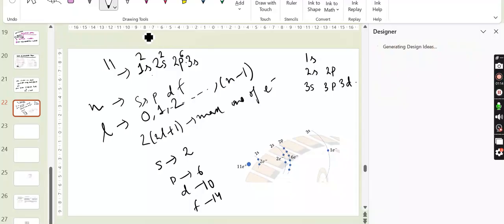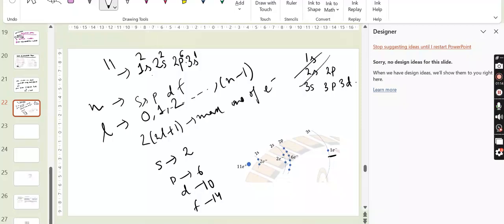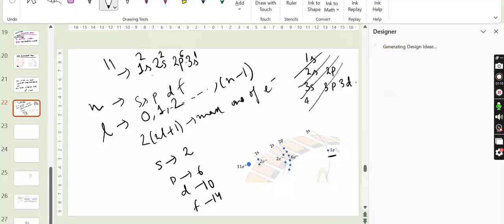The next would be 3s, because for 2 we can go up to s and p. So that will be 1 here. And anyway, it goes like this: 1s, 2s, then 2p and 3s, then 3p, then it will follow 4s, then come 3d. Not after 3p that comes 3d. That you need to understand when you go for the electron distribution.